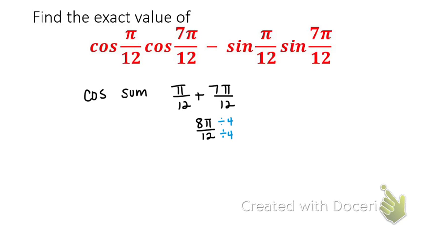So what this is asking you for is the cosine of 2 pi over 3. Go ahead, look at your unit circle. And what is the cosine of 2 pi over 3? Negative 1/2. Who agrees with that? That is negative 1/2. So that would be your exact answer.